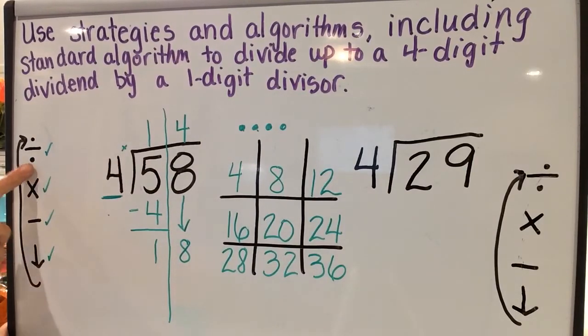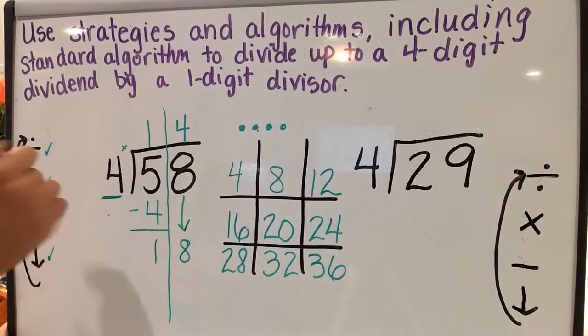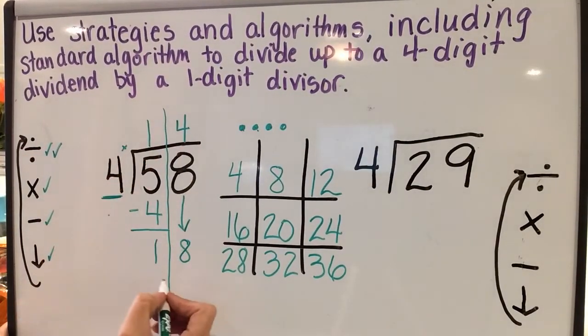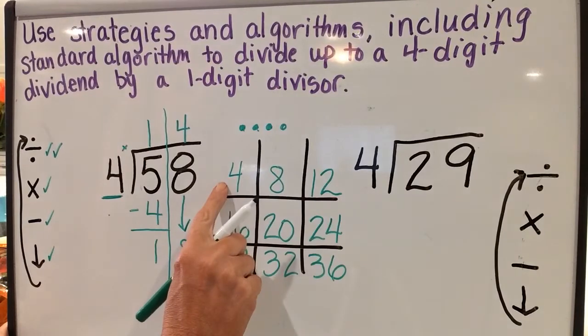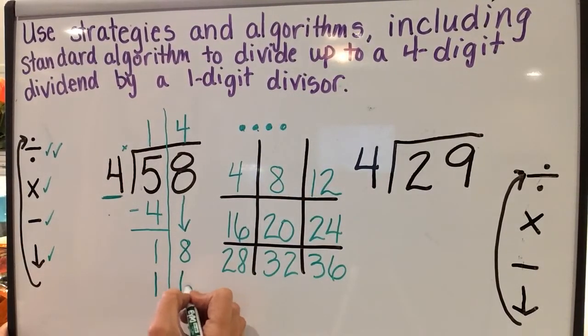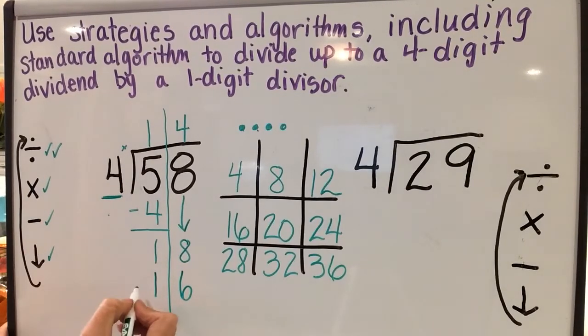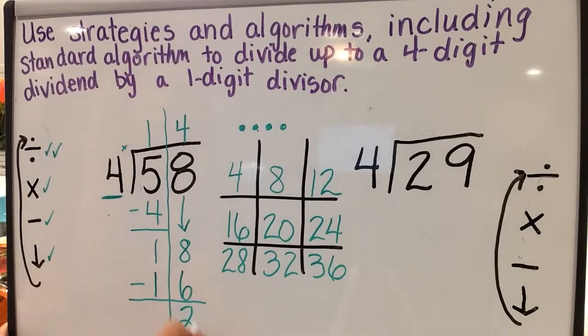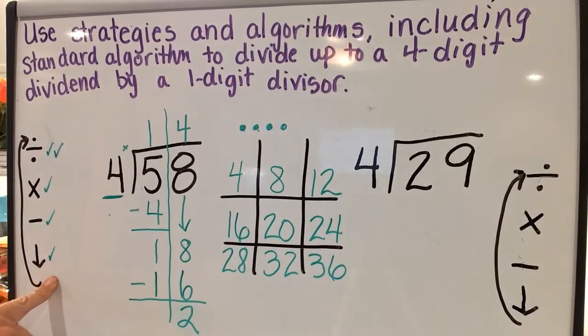So I've divided. So divide, multiply is my next step. 4 times 4 is 16. And you can also look over here. 4 times 1, 2, 3, 4 is 16. And subtract gives me 2. Bring it on down.